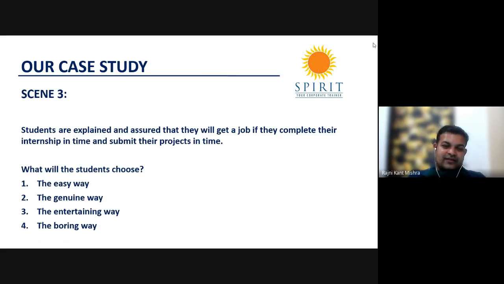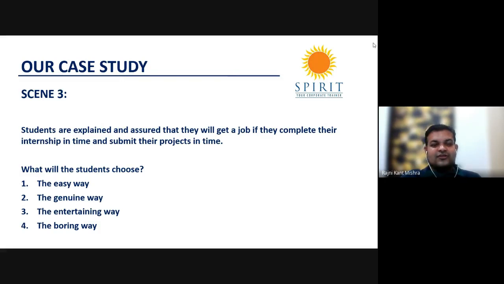Students are explained and assured that they will get a job if they complete their internship in time and submit their projects in time. What do you think will happen then? What will the students choose? Suppose students are assured that they will get a job for sure, in an MNC, if they complete their internship in time and submit their projects in time. Then I suppose there will be something which will motivate them, and automatically they will shift from the easy way to the genuine way, is what most of us will agree.